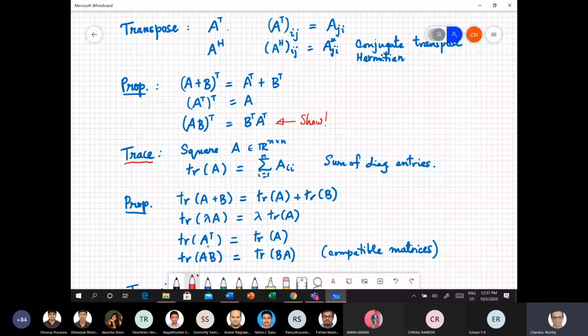It's not true for Hermitian, because when you take the Hermitian, you're doing the conjugate transpose. So unless the diagonal entries are real valued, the trace of A Hermitian is not necessarily equal to the trace of A.